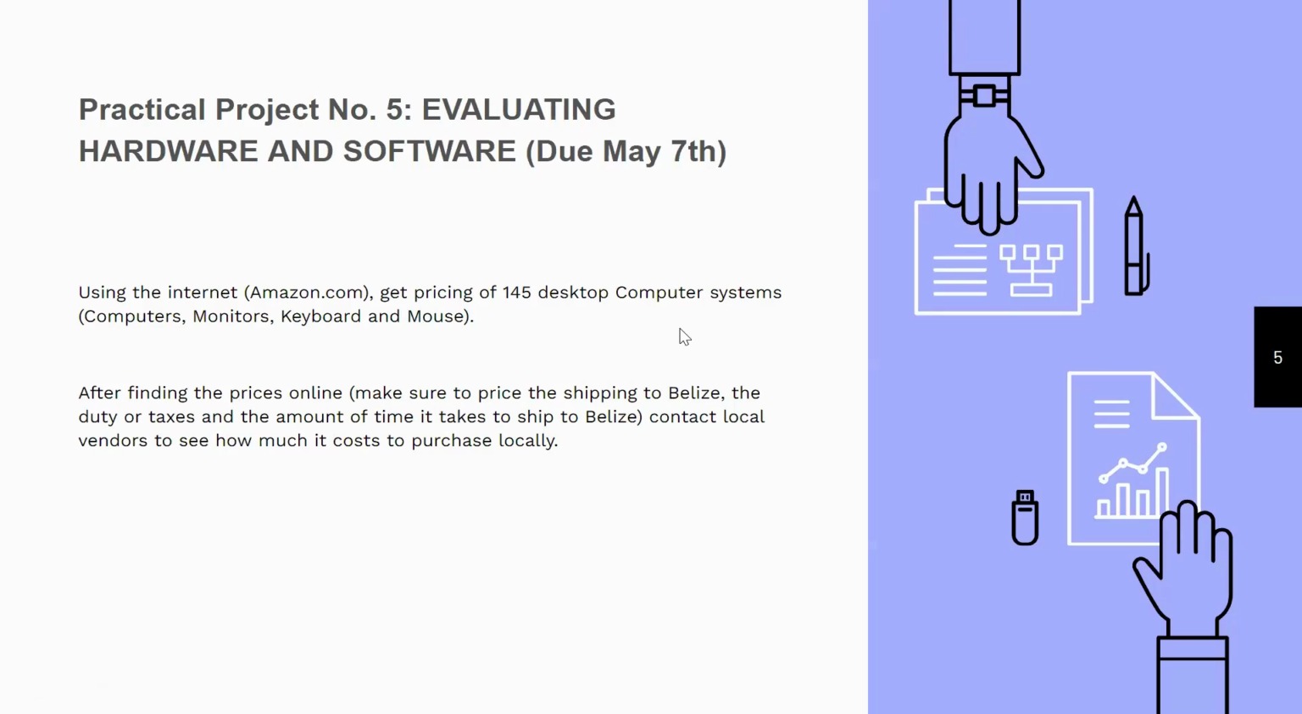So this is your last research project as a group. And here it says the 7th of May, but that date is incorrect.